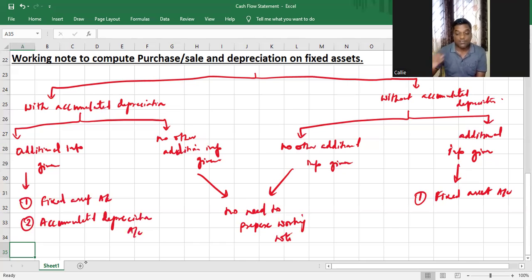So that's it, my dear children. When there is no accumulated depreciation account, obviously we won't prepare the accumulated depreciation account. Now, this is how we divide the questions and see if we actually have to prepare the working note for fixed assets or not. Now that we have understood this, let me tell you how to prepare the working note.